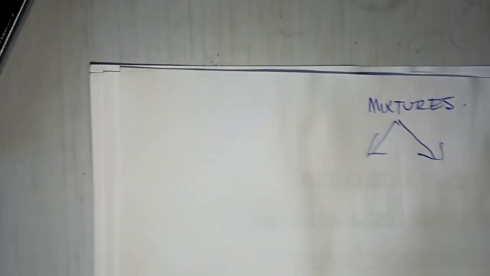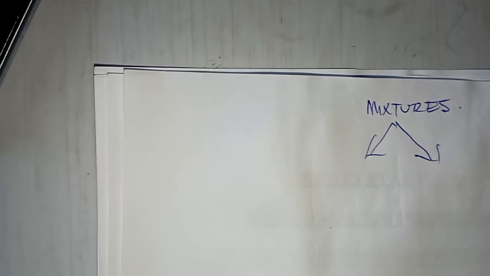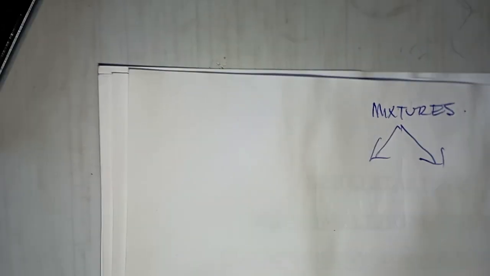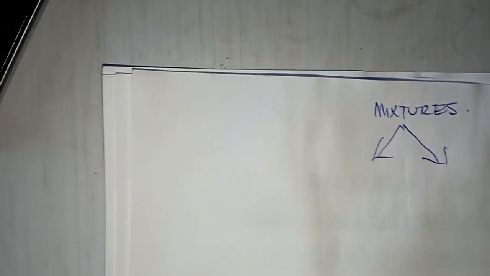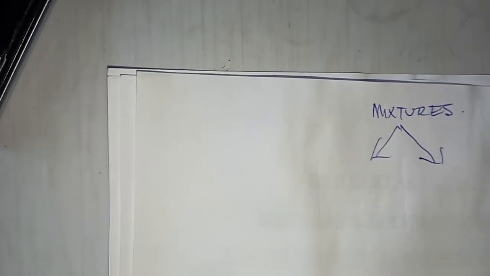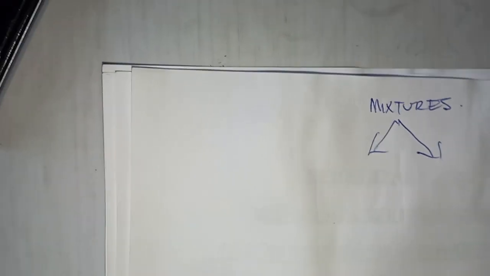We can mix salt and sugar. We can mix sand and salt. Notice that all this kind of mixture is like solid to solid. So we have liquid to liquid, we have solid to gas, we have gas to solid, and the rest. All these are types of mixtures.